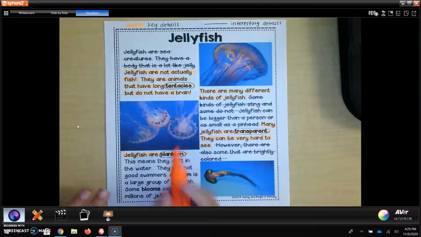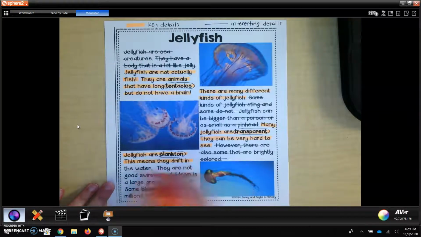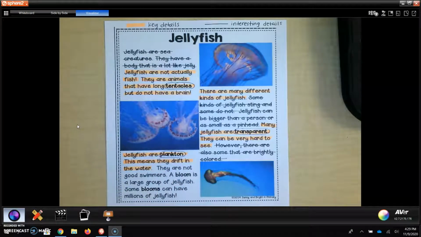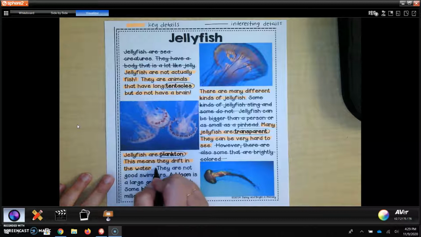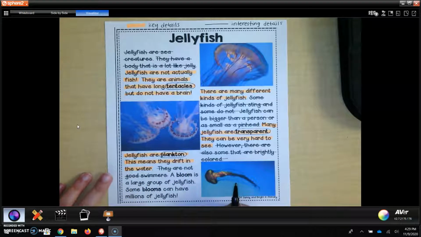And then if we need to see the definition, keep reading. This means they drift in the water. Super important. Key detail. They are not good swimmers. We already see right here that they drift in the water, so that probably is just an extra detail that they're telling us. They're not good swimmers. That's actually pretty interesting because if you live in the water, you wonder if a creature is a good swimmer or not. And that's just kind of a fun little fact to know. They're not actually good swimmers.